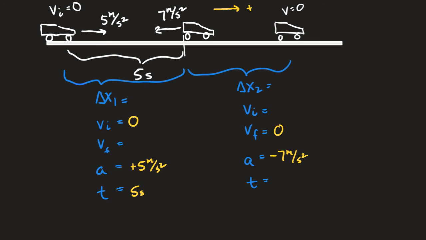Anybody at home have an idea? The velocities? What do you mean, the velocities? Well, if you can find the final velocity of the 5 meters per second squared one, you can find the final velocity there, and then you connect the final velocity there and place it where the initial velocity is for the negative 7 meters per second. That's the trick. That's exactly right. Once you understand that that's the trick, the rest of it's just plugging numbers in.